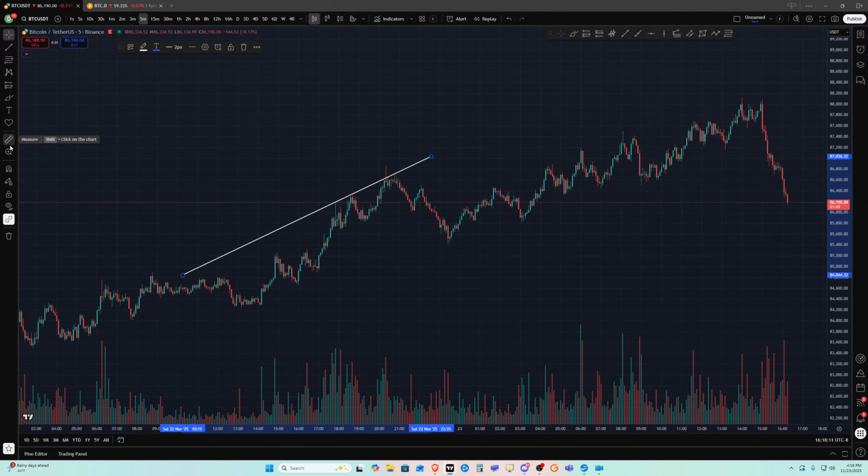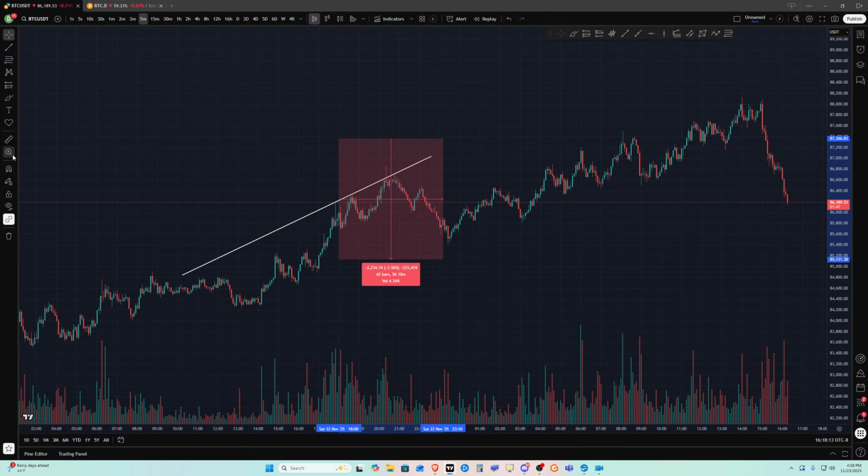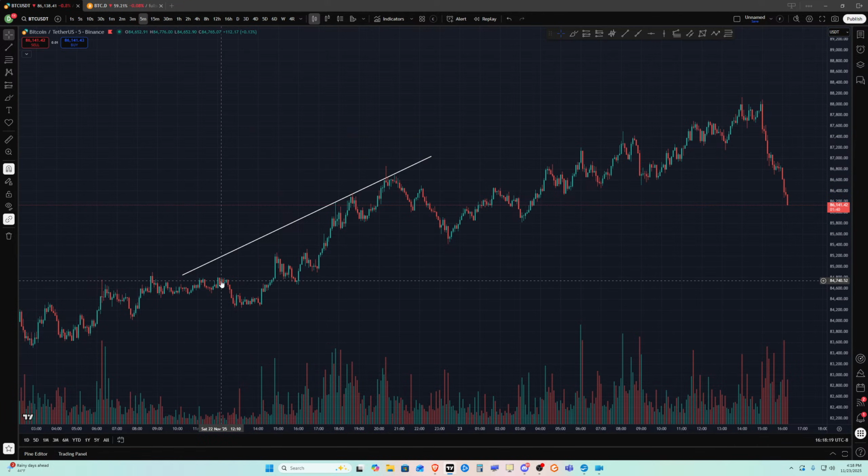These are your tools. A measuring tool, zooming, magnet snaps your crosshair to the candle. Hide drawings and delete. Okay. And then we go up top.